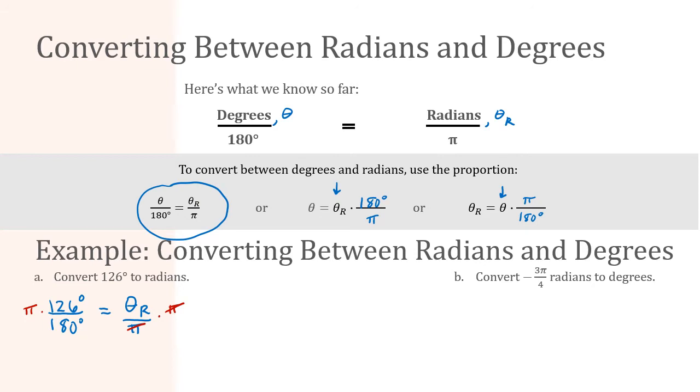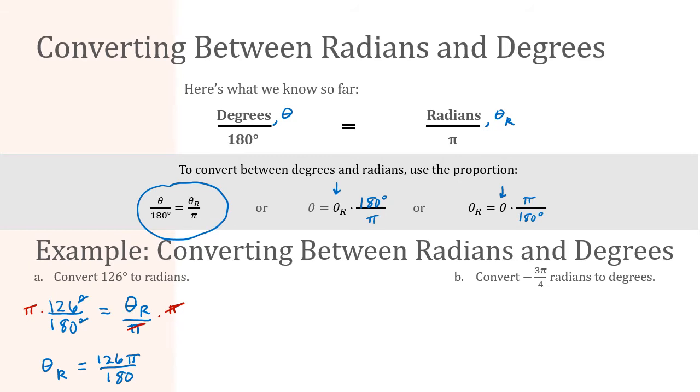I find out that theta sub r is equal to, now notice that the 126 degrees and the 180 degrees, the degree measures cancel out, which is good because radians are unitless. Their unit is a radian. And so we get that 126 degrees is equivalent to 126 pi over 180 radians.